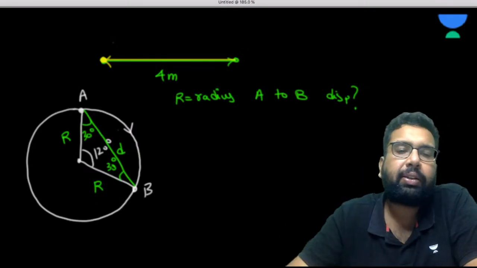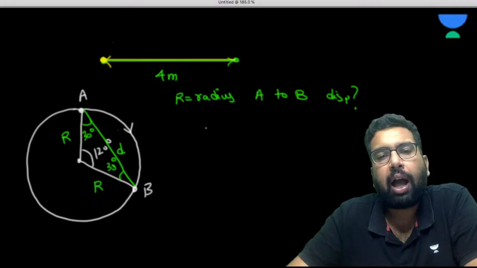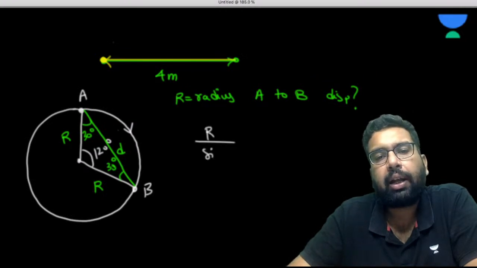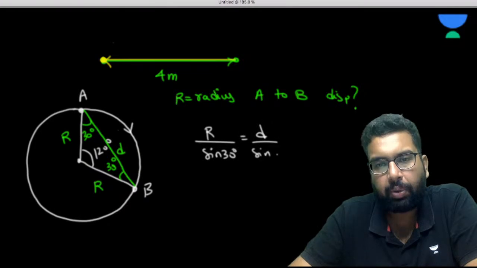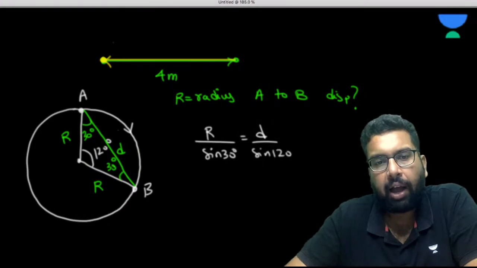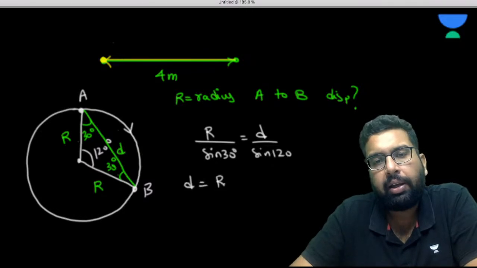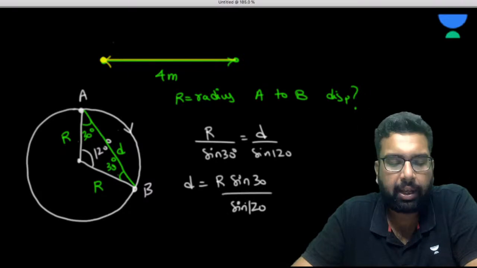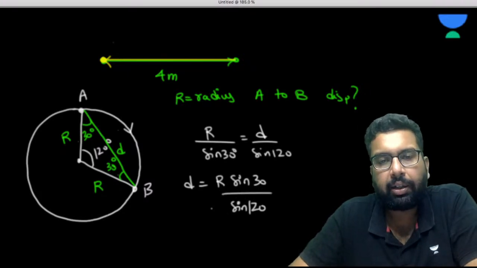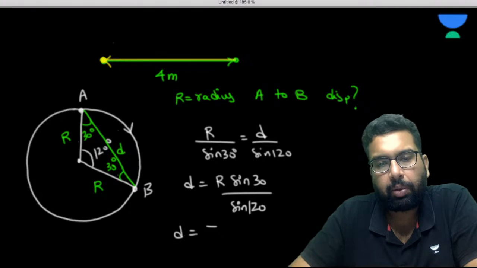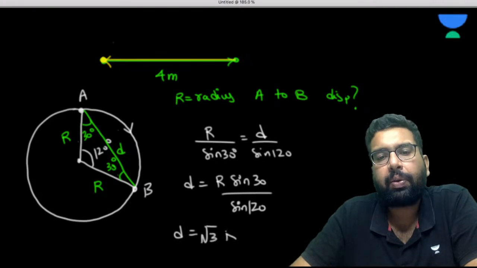Now you can apply this in this triangle. So r upon sine 30 is equal to d upon sine 120. So d is equal to r sine 120 upon sine 30. How much is sine 120 upon sine 30? So it is going to be root 3 of r. I hope it is fine to everyone.